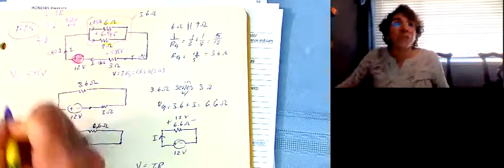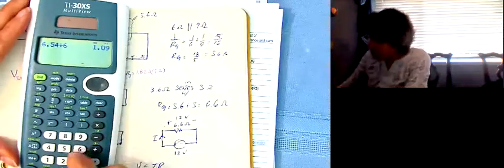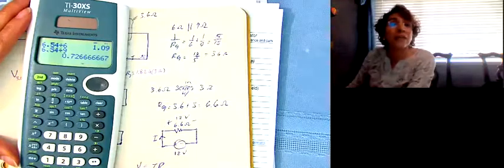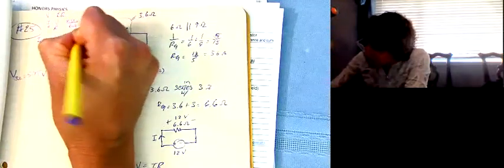Or I can do the same thing I did over here. So the current through the 9 ohm is the voltage over the 9 ohms. So that would be 6.54 volts over the 9 ohms. Let's do that. 6.54 divided by 9. I get 0.73. See that? 0.72666666. 0.73 amps.